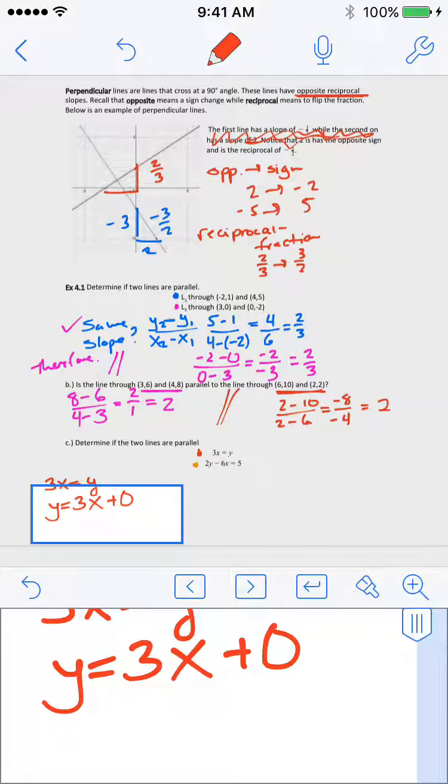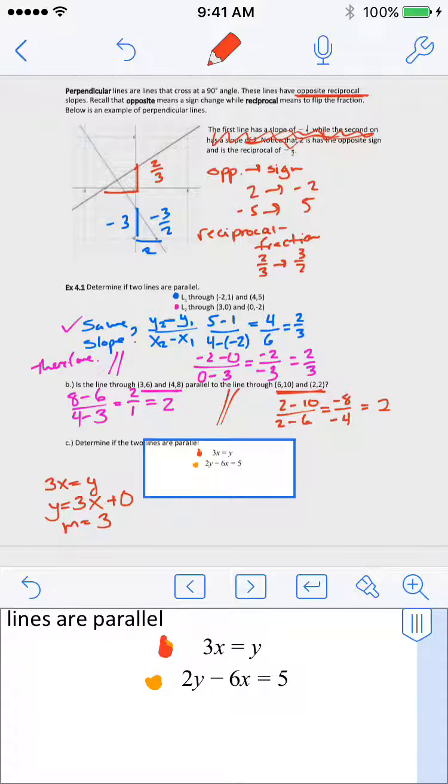So what is the slope here? Now that I've got it into slope-intercept form, I can easily pull out that m. m is equal to 3, right? Because that's what I'm going for here. I need to know if the slopes are the same to determine if they are parallel. So now I've got this first slope. The slope is m. The slope is 3.